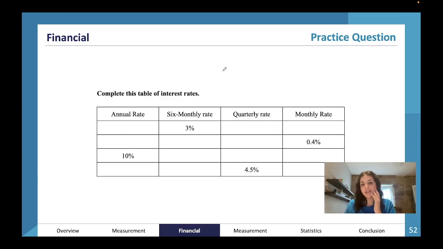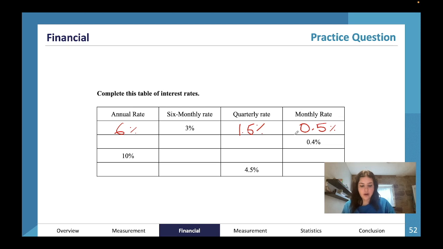All right, we now have a table of interest rates we're going to complete. So we've been given one interest rate for each of them. So we're going to try and work down from our first piece of information. So if the 6 monthly rate is 3%, we can assume that the annual rate would have to be double that, right? 6%. If the annual rate is 6% and we want quarters, we're going to divide by 4. 6 divided by 4 is going to be 1.5%. And if we want the monthly rate, we're going to divide 6 by 12, which gives us 0.5%.